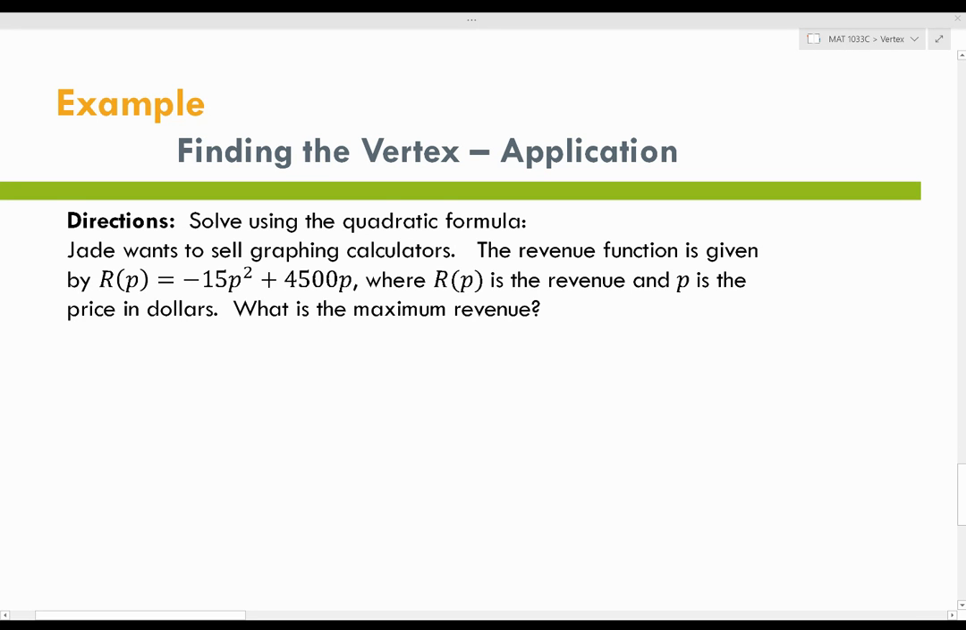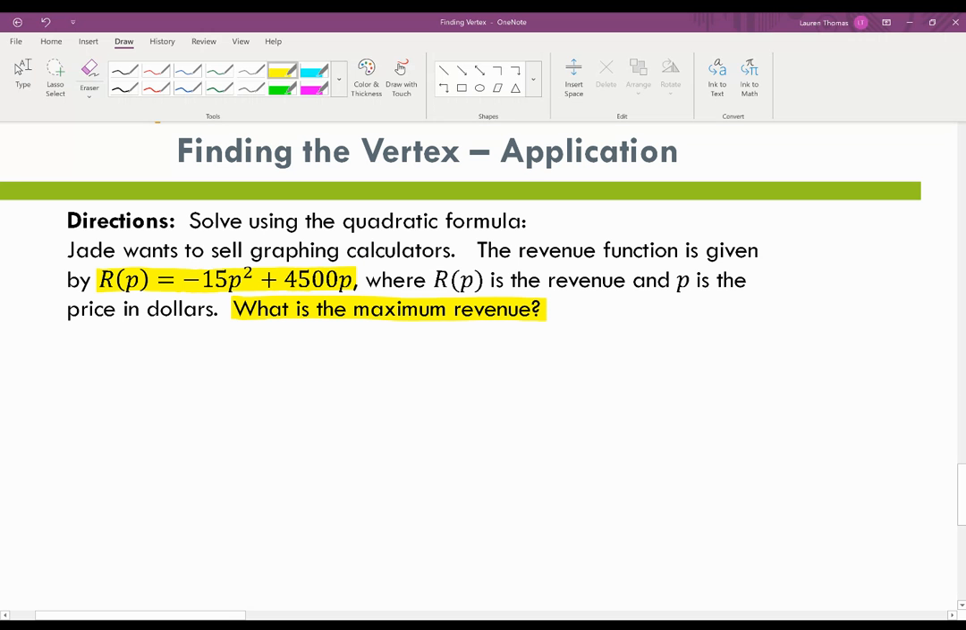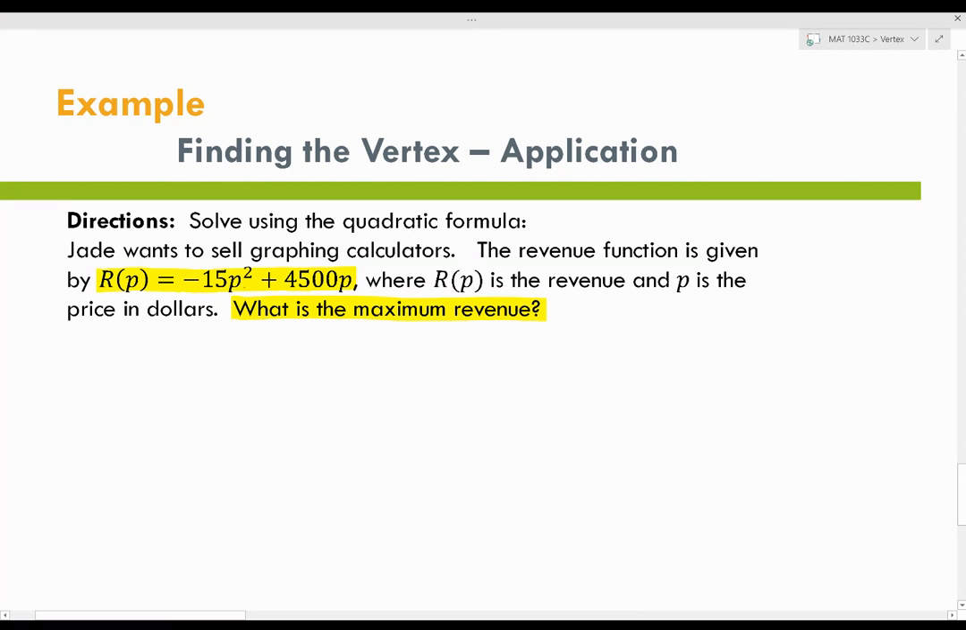Okay. So let's look at some key points in this direction prompt. So the first thing is they've given us this function that represents revenue. R of P equals negative 15P squared plus 4,500P. And they want to know what is the maximum revenue. Okay. Now, let's see what we know about that function. Well, we see in the function that it's raised to the second power. So one thing we know is that we've been given a quadratic function.